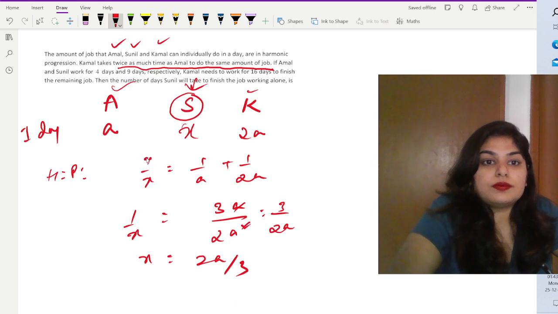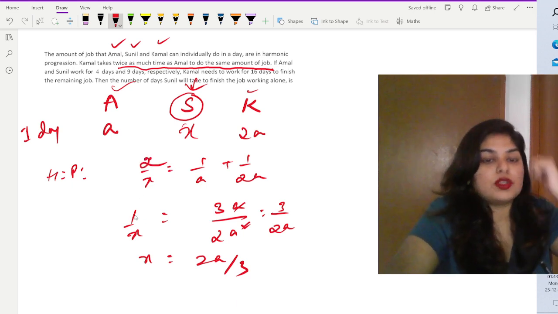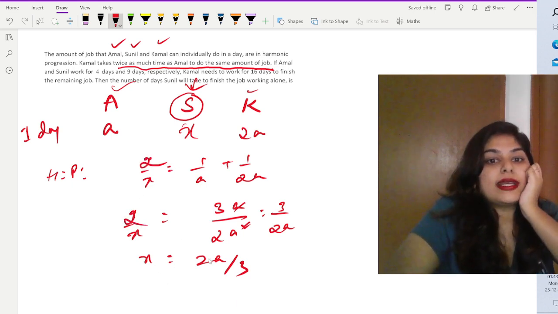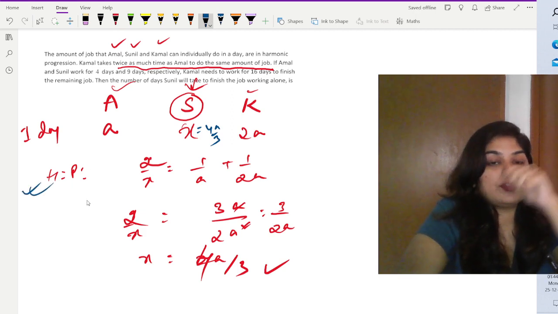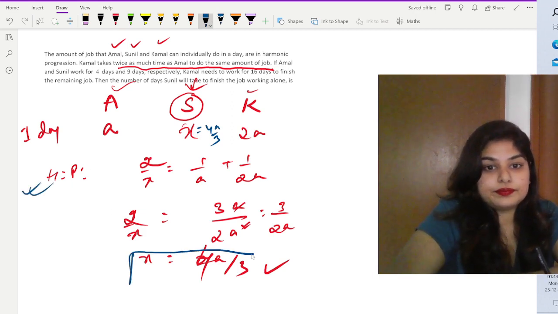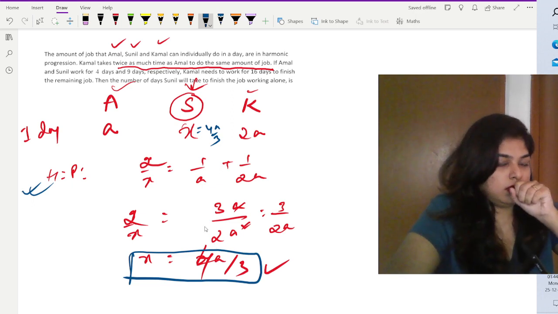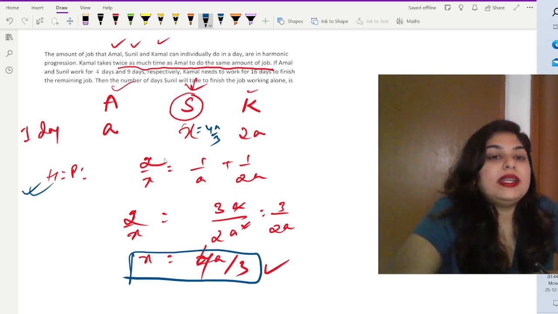Okay, this is 2 actually, 2 times of this, yeah. So x should be here 4a by 3, correct? So that means I have got 4a by 3 by using the harmonic progression method. Now, so 1 day work we have got.